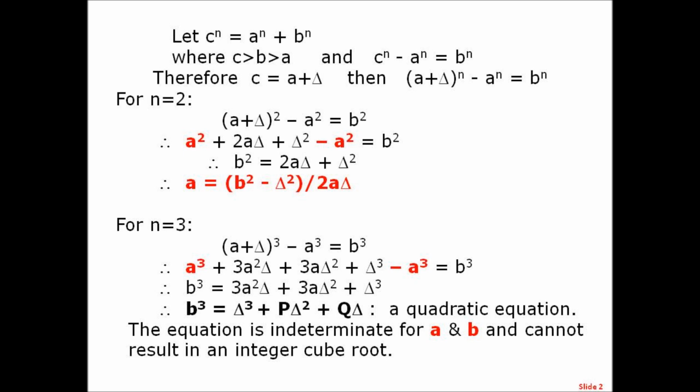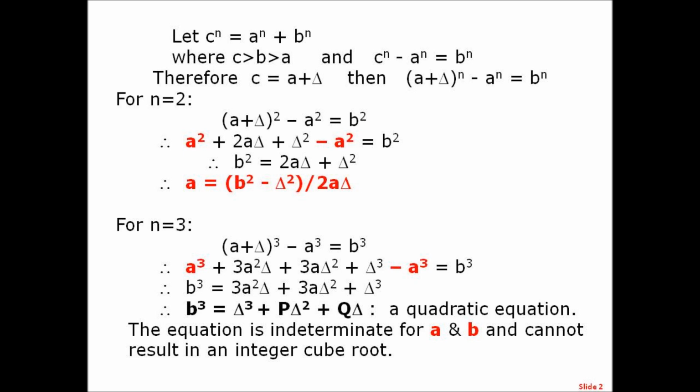to the n. For n equals 2, a plus delta squared minus a squared equals b squared. Therefore, a squared plus 2a delta plus delta squared minus a squared equals b squared. The a squareds cancel, therefore b squared equals 2a delta plus delta squared. Therefore, a equals b squared minus delta squared divided by 2 delta.